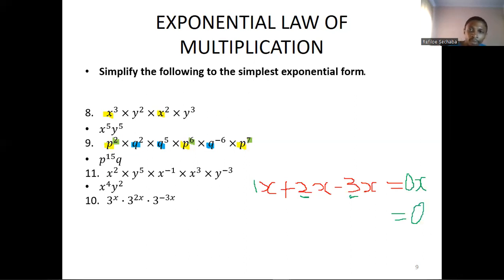So when we multiply these bases here, my base will still be 3, but the exponent of that base will be 0. 3 to the exponent of 0 is 1. Note that any base raised to the exponent of 0 will be equal to 1. Any base raised to the exponent of 0 will be equal to 1. That will be discussed later on in this video.